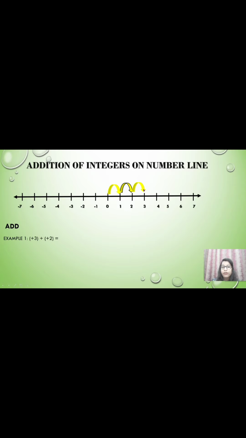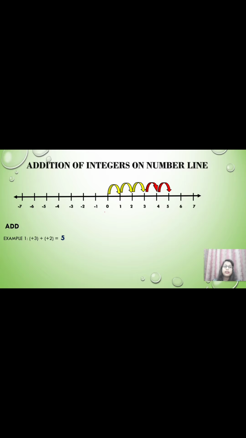Okay. From this 3, I have to go 2 more steps. I will take 2 more steps and reach 5. It means the addition of 3 and 2 will be 5. First of all, start from 0 and reach up to 3, and from this 3 I will again move 2 steps and reach up to 5. So when we add 3 and 2, I get the answer 5.